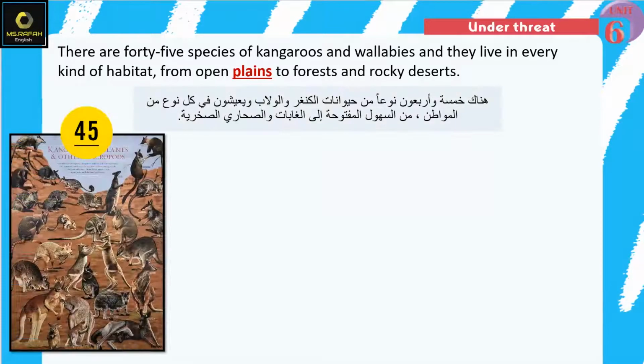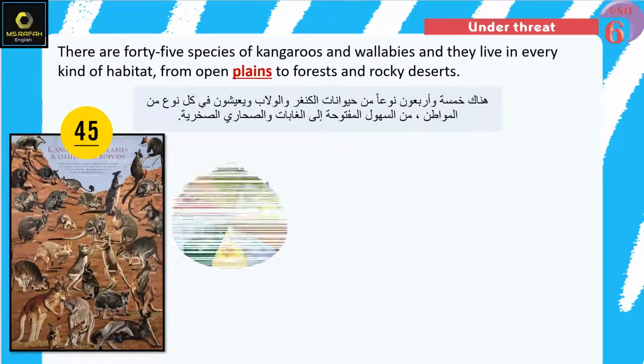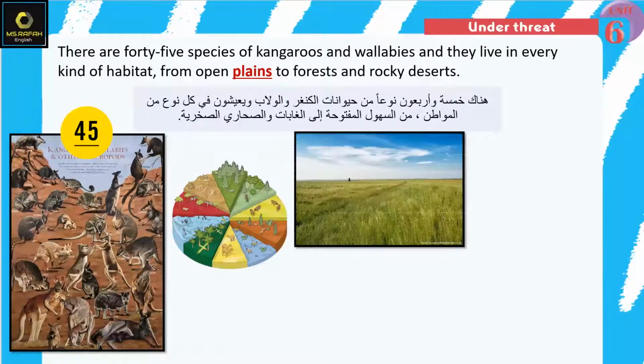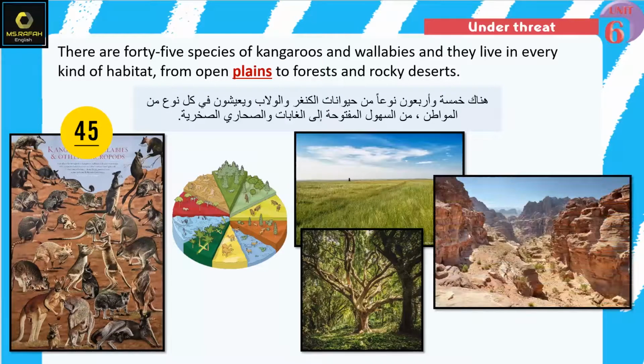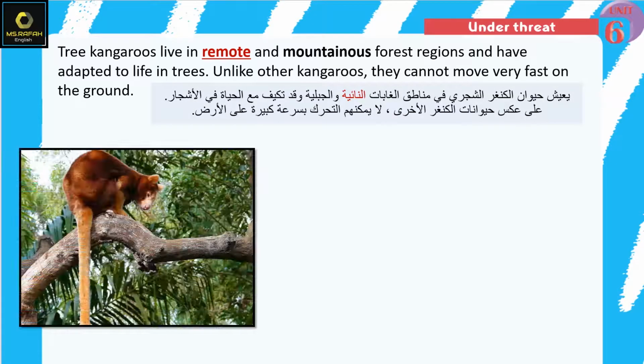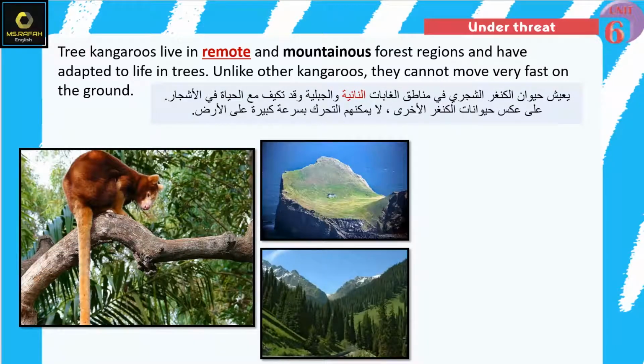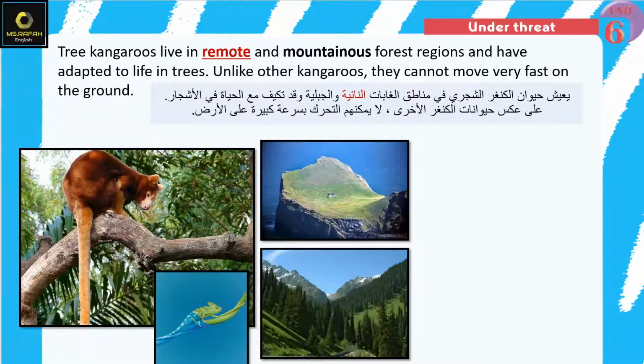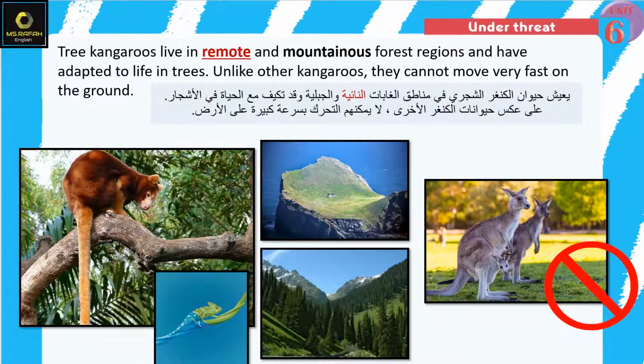There are 45 species of kangaroos and wallabies, and they live in every kind of habitat, from open plains to forests and rocky deserts. Tree kangaroos live in remote and mountainous forest regions and have adapted to live in trees. Unlike other kangaroos, they can't move very fast on the ground.